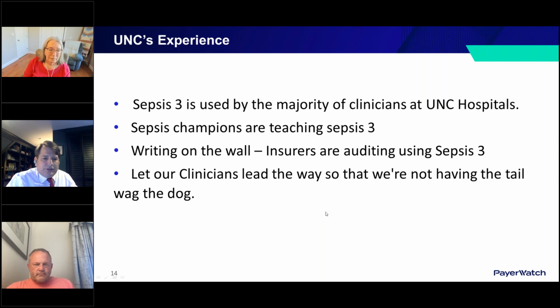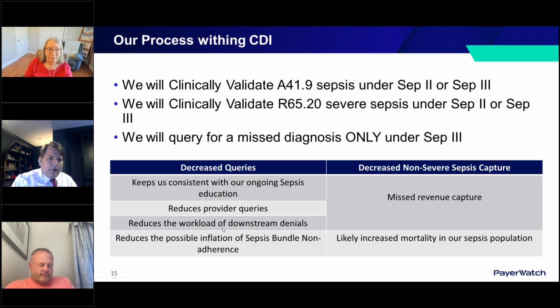So by allowing our clinicians to lead the way, we're not having the tail wag the dog. I don't think UNC is unique in the sense that our physicians do not have a love for queries. And it's super inconsistent for queries to follow a definition that is contrary to the very definitions that are being taught to our residents, that are being taught to our providers from our sepsis champions. So listening to these groups has been really important in our process. What that means is in CDI, we were faced with a choice. And what we decided to do was to validate under both Sepsis 2 and 3.